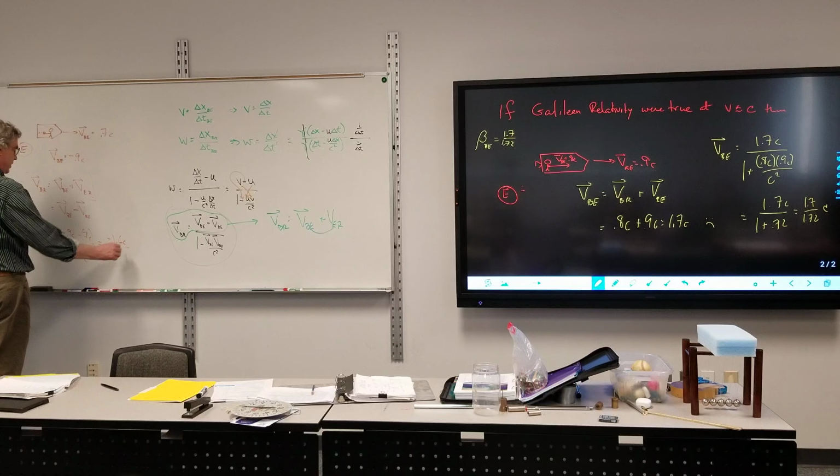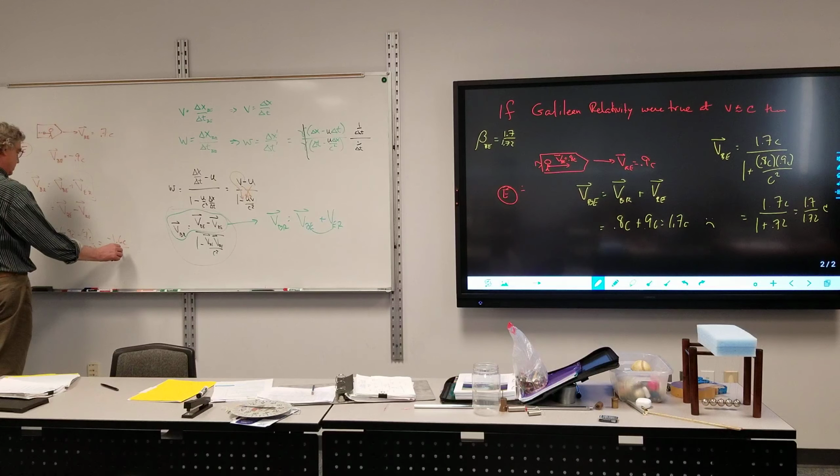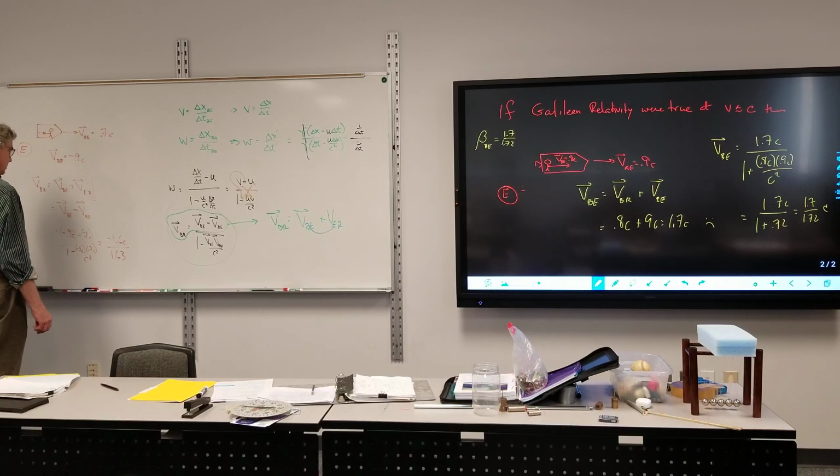1.6c divided by 1.63. Something doesn't feel right about that. I feel like you got a minus sign in the wrong spot. Give me a moment.